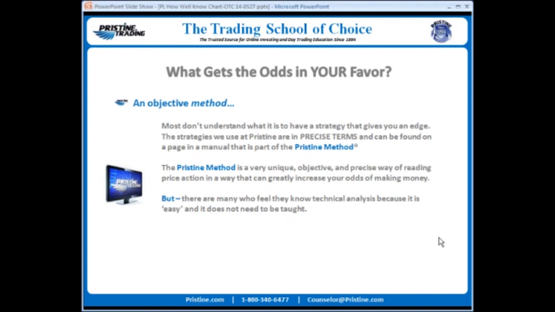The strategies we use at Pristine are in precise terms and can be found on a page in the manual as part of the Pristine Method. Guys, all day long when I trade, everything I do, if somebody asks me sometimes in the room, what is that? I could tell you the name. I could tell you the page number, where it is in the manual. I'm not saying it's that simple, because we combine multiple things sometimes. And there's a lot of pages and a lot of manuals, but it's very learnable. And that's the key, is you need a precise concept.